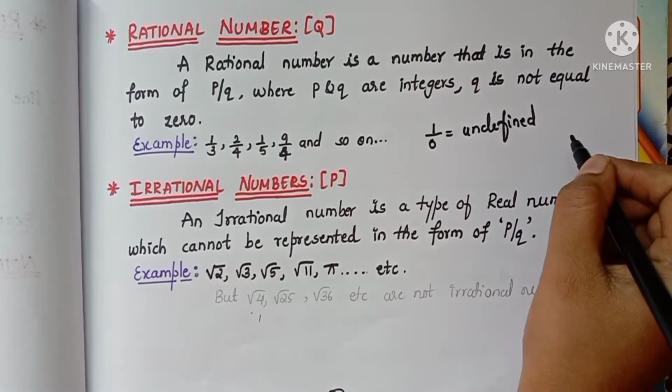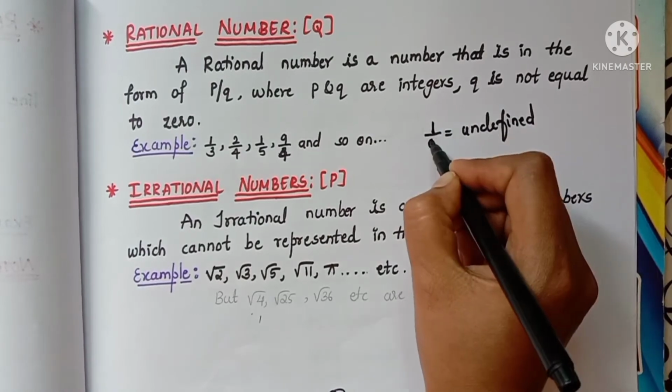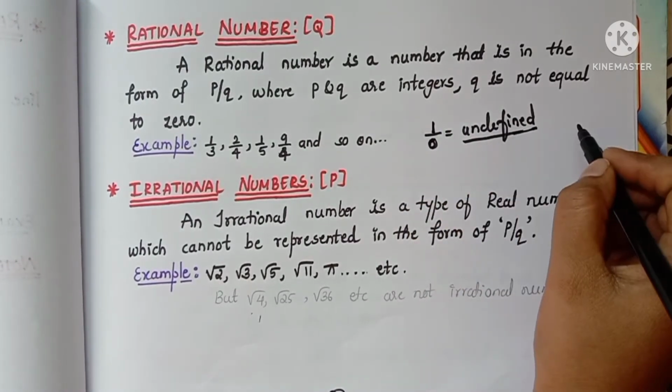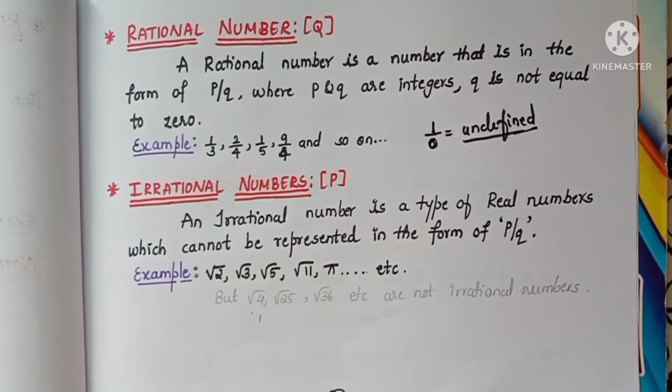In mathematics, any number divided by 0 will be what? Undefined. We cannot define this. Therefore, here Q should not be equal to 0.